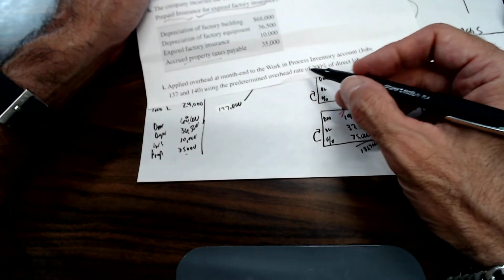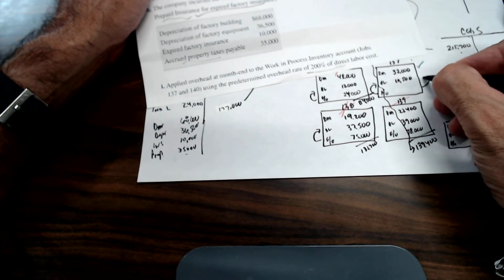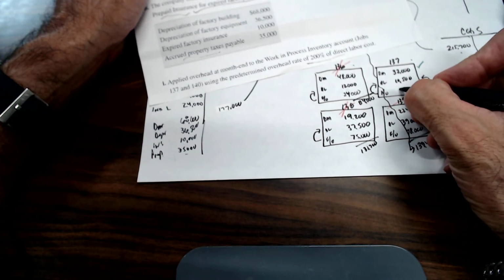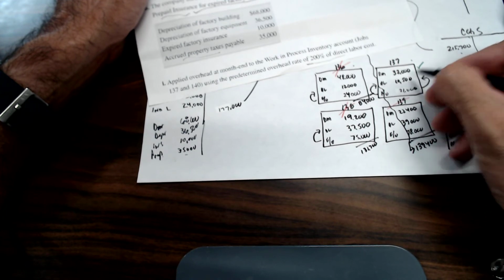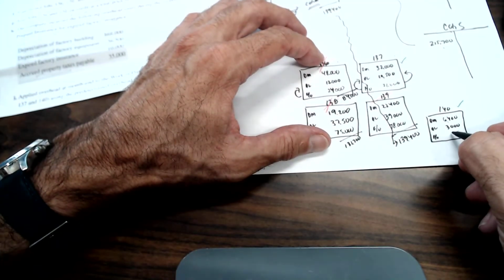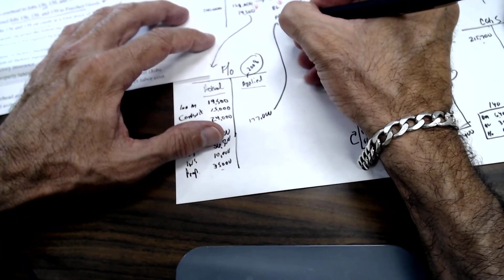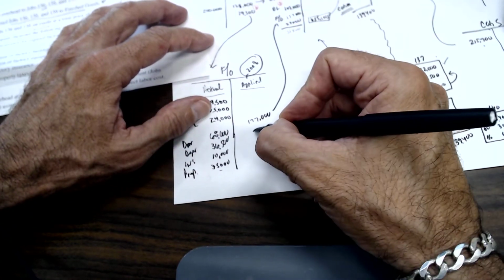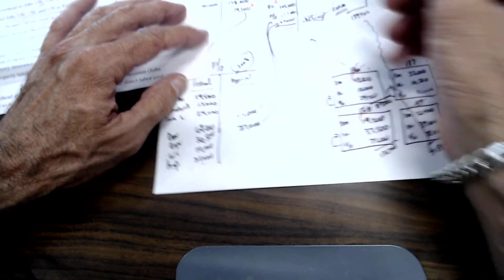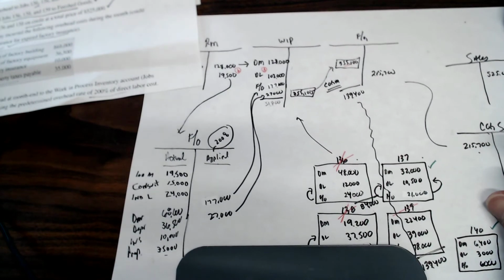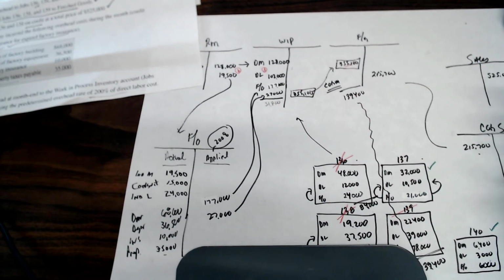And remember, it's a 200% application rate, so I'm going to charge this job with $21,000, 200% of its direct labor. And I'm going to charge this job with $6,000, so that's a grand total of $27,000. So I need to make an entry to apply factory overhead to those. We're just applying factory overhead to the jobs that are still here.